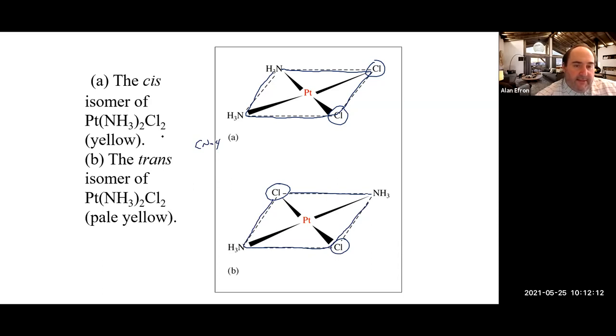These two have exactly the same formula. As you can see, nothing is different in terms of connectivity. It's just their arrangement in three-dimensional space. And you can see this different arrangement does give some different properties. This one will be more of a yellow color, and this one more of a pale yellow type color. Again, playing a little bit with some of the properties.